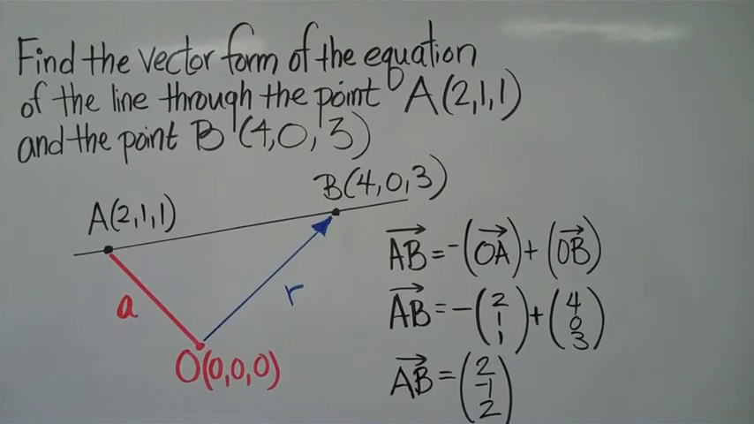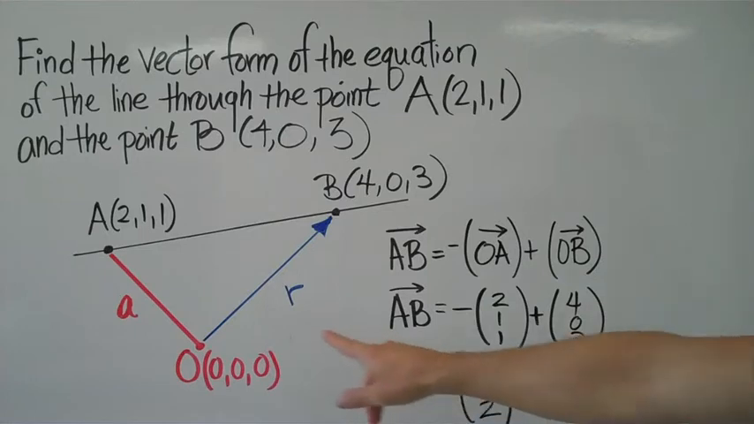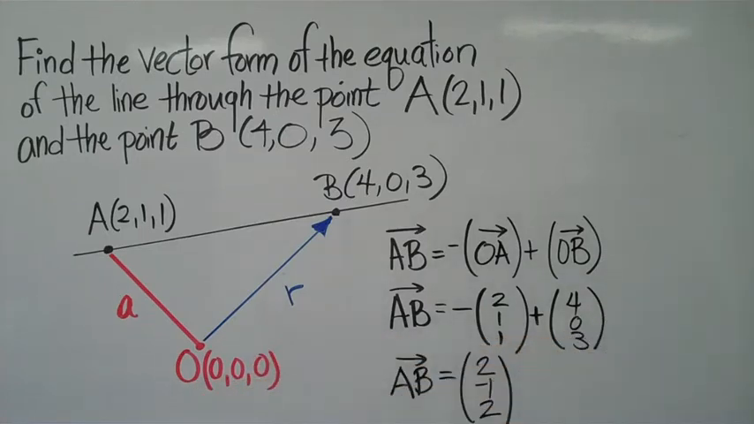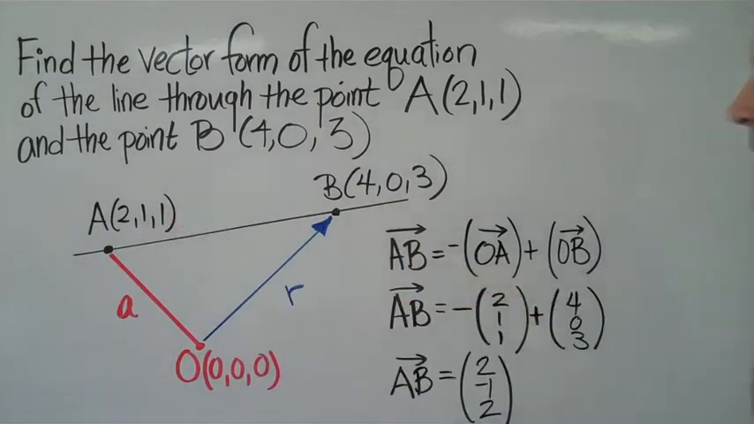Here's another example of vectors, which is easy, but you don't want to miss these points by being confused. Find the vector form of the equation of a line through this point A, (2, 1, 1), and the point B, (4, 0, 3). Notice they've given you Cartesian coordinates. Well, what does that mean? It means from some origin O, we've got to go in the vector direction 2 in the x direction, 1 in the y, and 1 in the z direction.